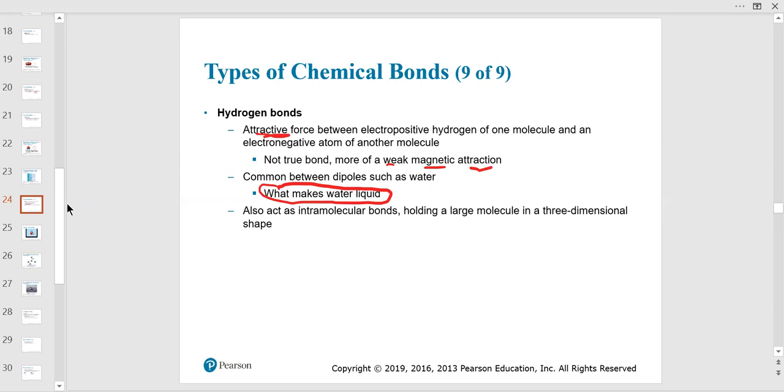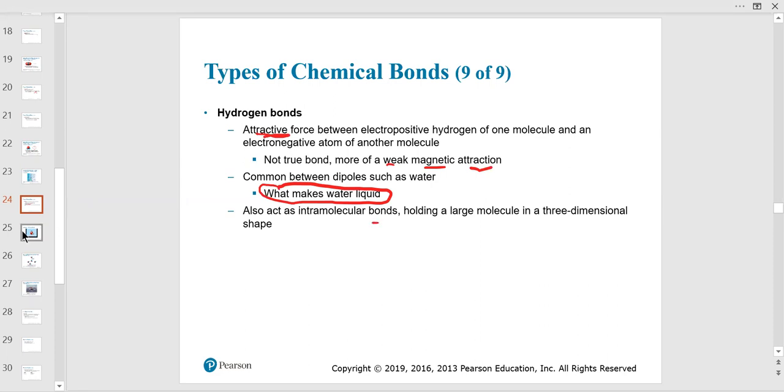But a bug can walk on water, like if something without a lot of mass, because water has a surface tension. And that's important for our bodies, that water has that surface tension. Sometimes there's too much, but these hydrogen bonds is what creates that.